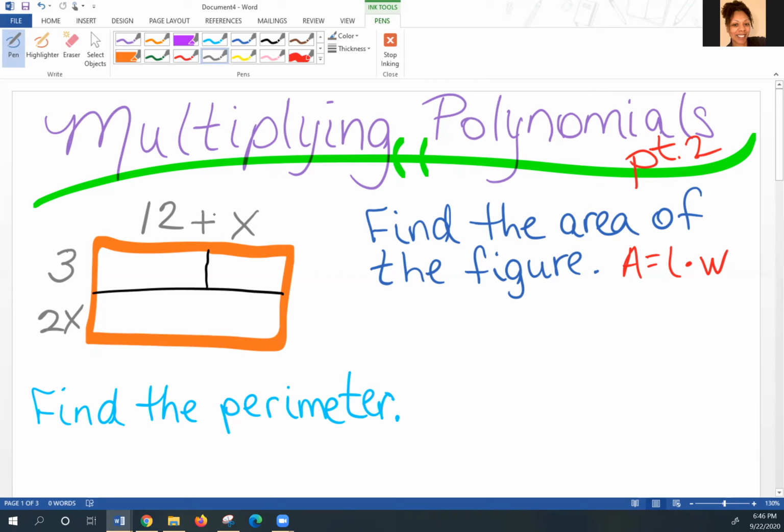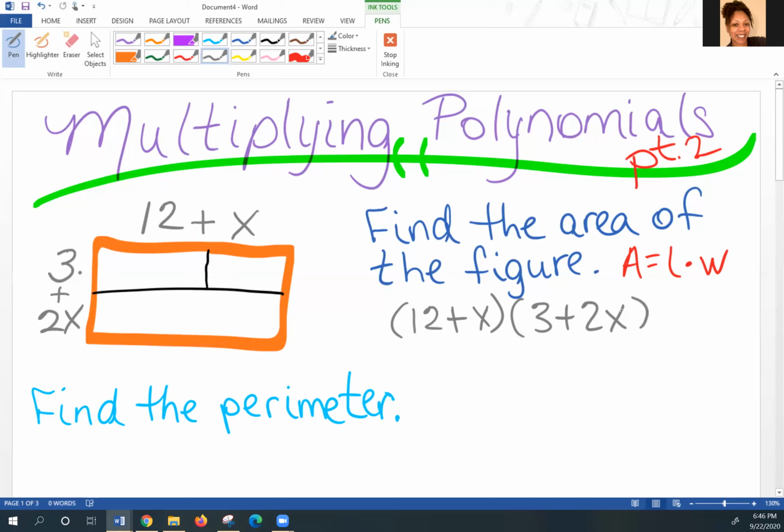Pay attention to that, because sometimes the problem will not give you the sign. You just have to know to add that sign there. So 3 plus 2x. This is important because, as I stated, in the area formula of the rectangle, you're going to multiply the length times the width. So this is really 12 plus x times 3 plus 2x.